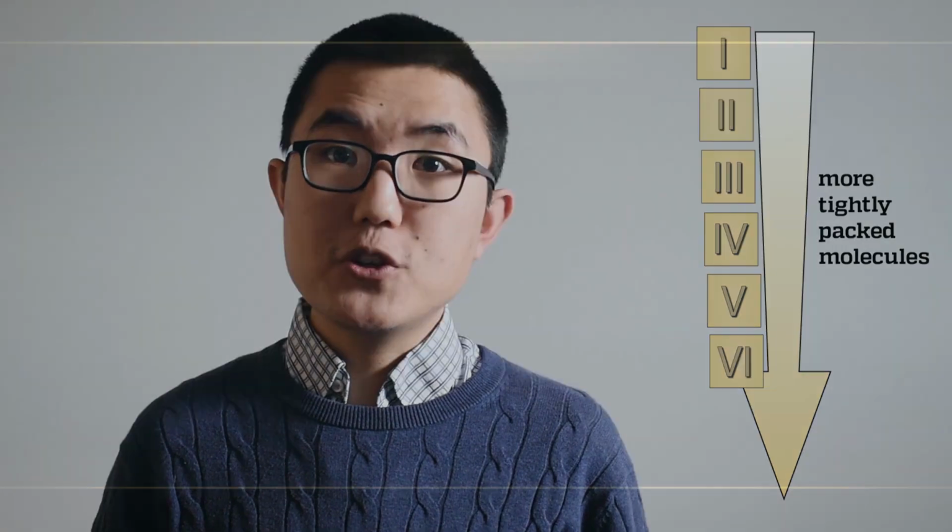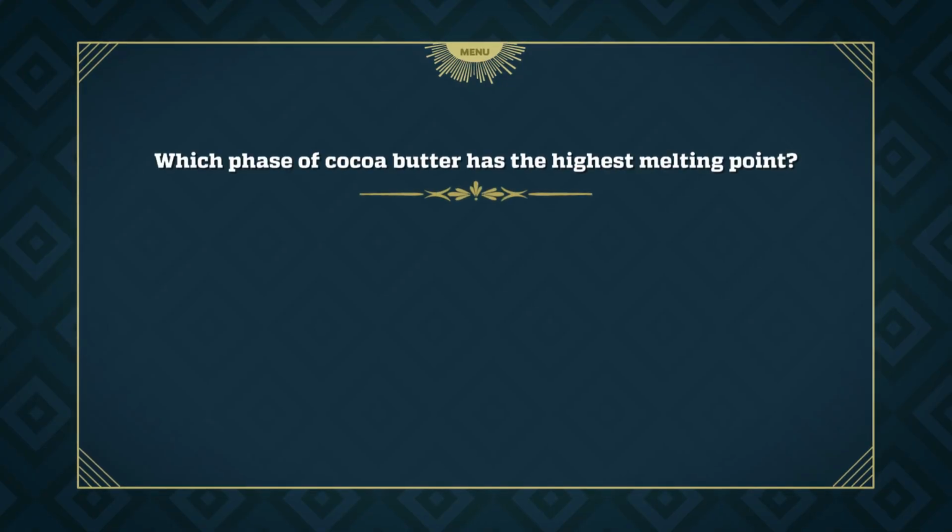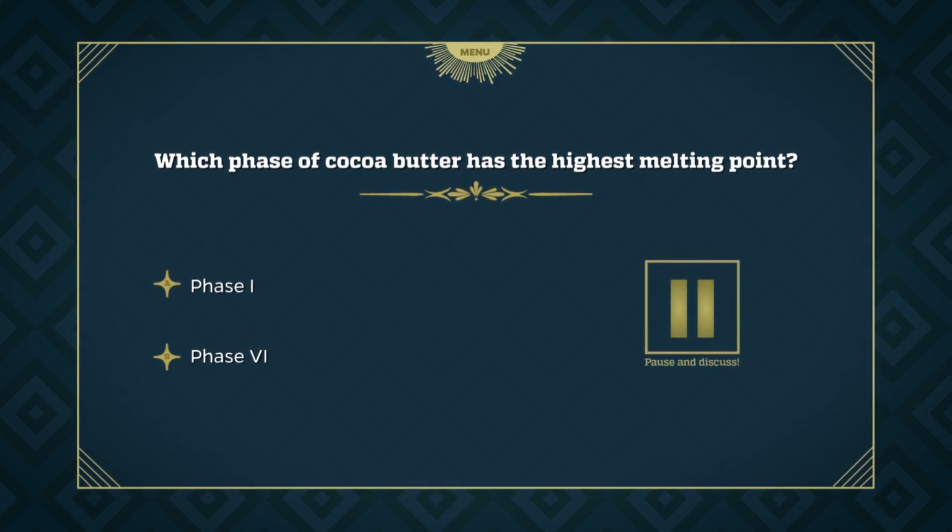So here's a question for you. Which phase of cocoa butter would you expect to have the highest melting point, phase 1 or phase 6? The answer is phase 6 cocoa butter.